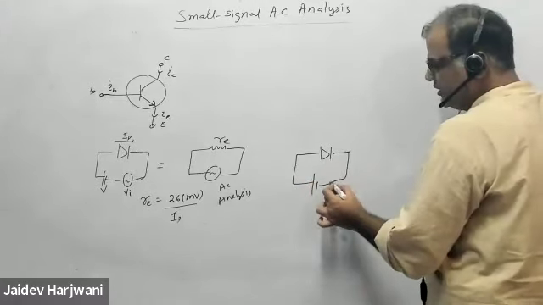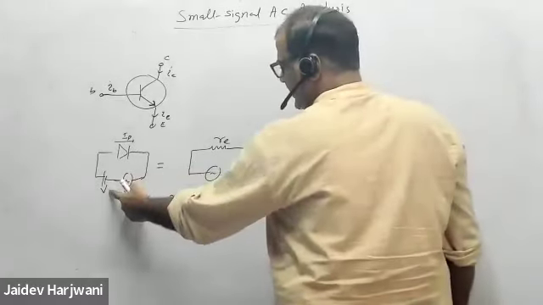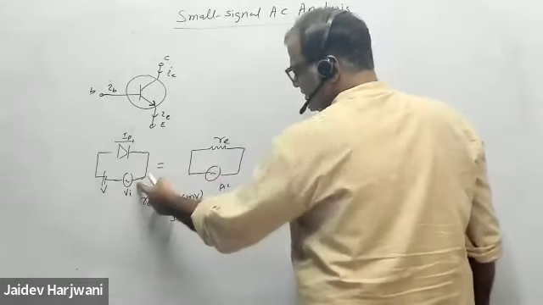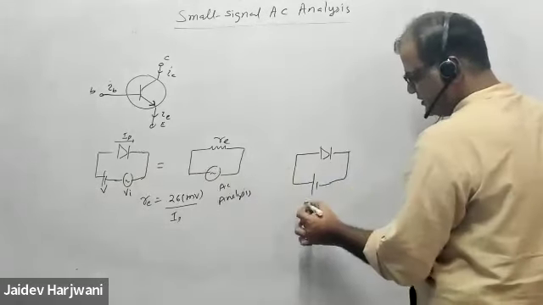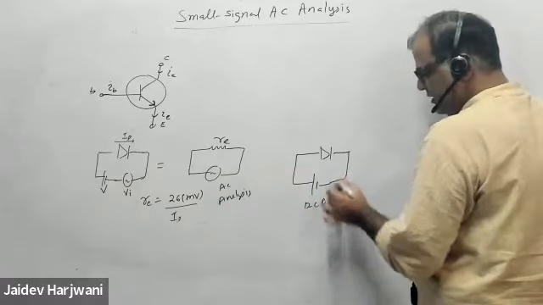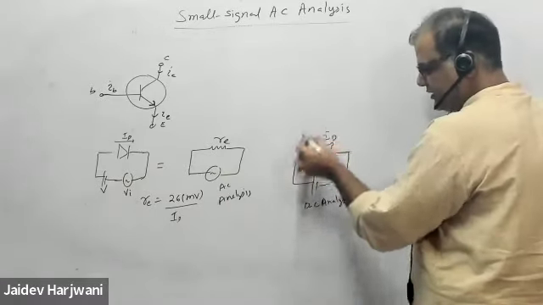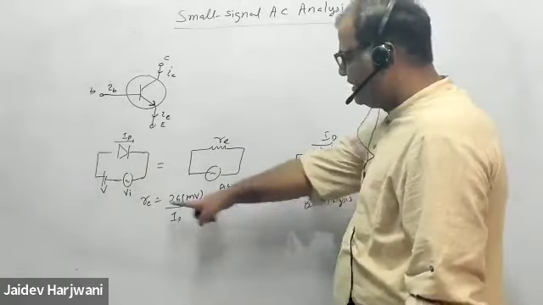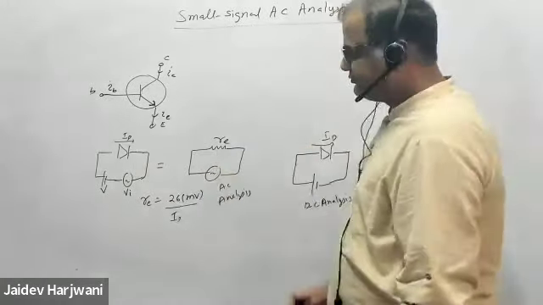First do DC: turn off this one and do analysis with this one, then turn off this one and do analysis with only this one. So this is your AC analysis, this is your DC analysis. You have to first find ID. How much ID is flowing? Once you know the ID, you can do AC analysis and you can replace this by a resistor.